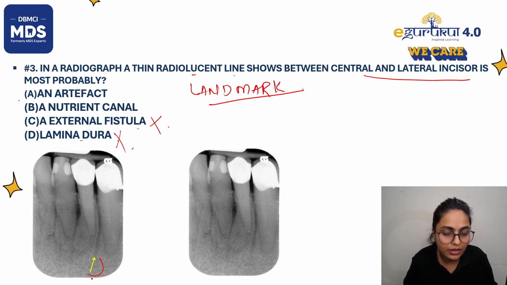In the radiograph, you can get confused between a nutrient canal and an artifact. But here, if you can see, here also there is a radiolucent line. Here also there is a small radiolucent line, and here also you can see this radiolucent line. So these all are not artifacts. These are basically nutrient canals.